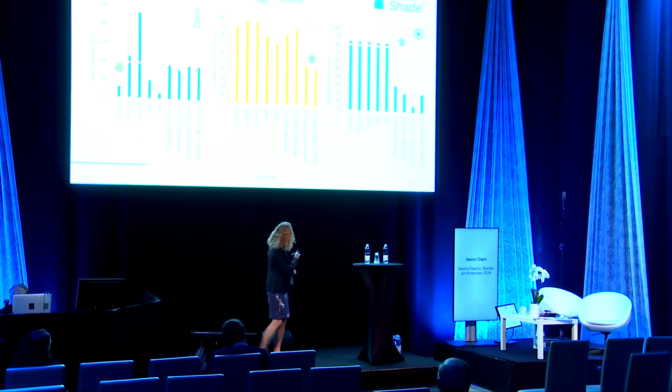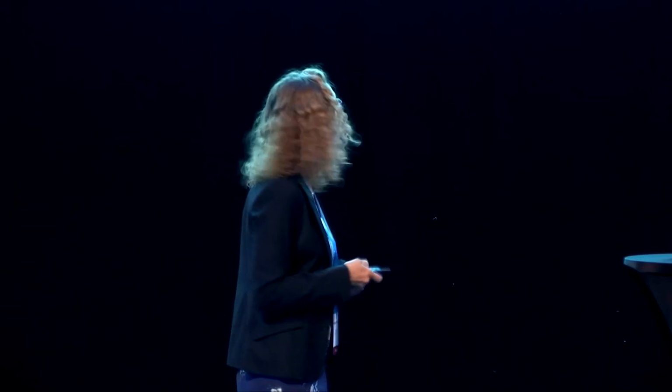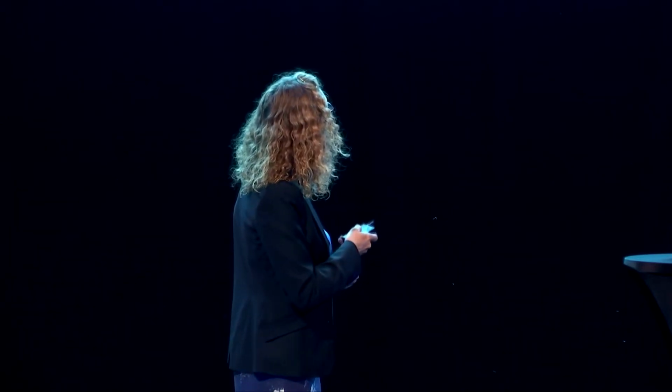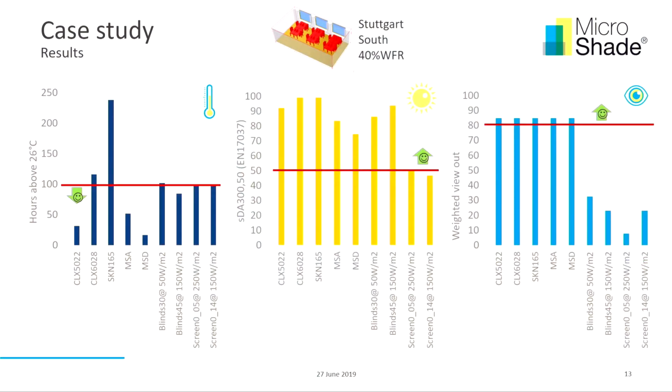If we then look at both the blinds and the screens, because their view out classes are much lower, you have less view through the blinds and through the screen. They do not meet this requirement of 80% weighted view out at all. So what you can see from this is, well, yeah, you can meet the thermal indoor climate, and you can meet the daylight with most of these solutions, but the compromise here is really the view out.